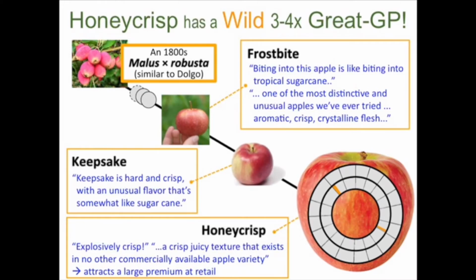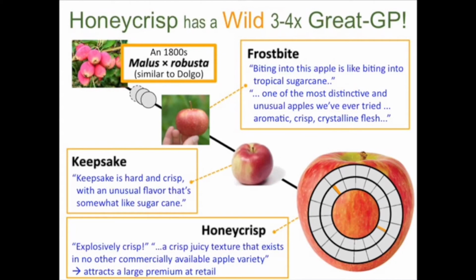But of course, it's got this ultra crispness, so explosively crisp, as the University of Minnesota says, and this makes Honeycrisp so unusual. A crisp, juicy texture that exists in no other commercially available apple variety, except for now kids of that, which are being released. So it's the most important breeding parent in the US for the last 20, 30 years. And the rest of the world's catching up now with this, taking on this attribute of this ultra crispness, which attracts a large premium at retail. And so basically we've figured out where that came from.